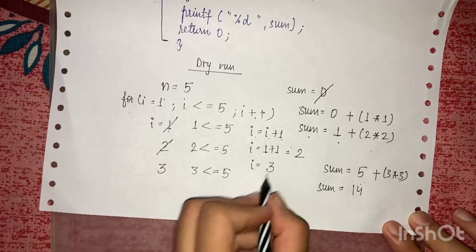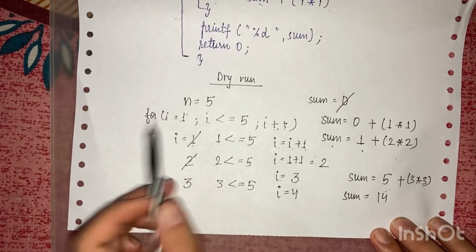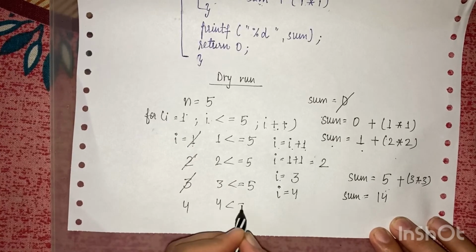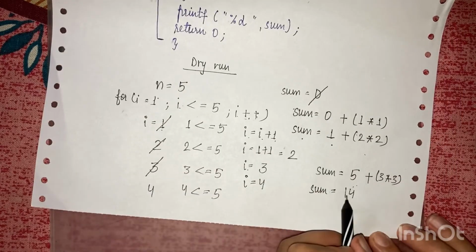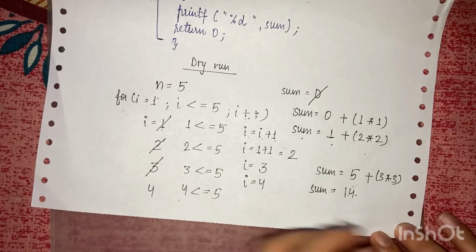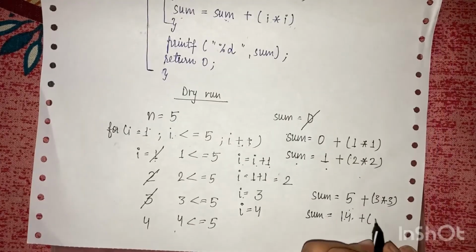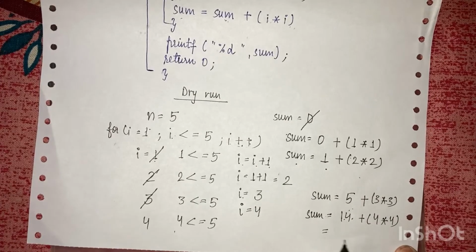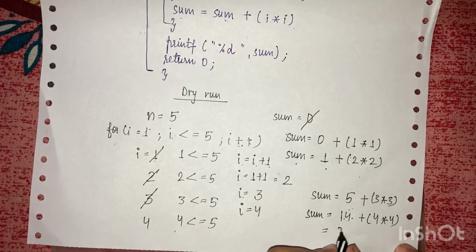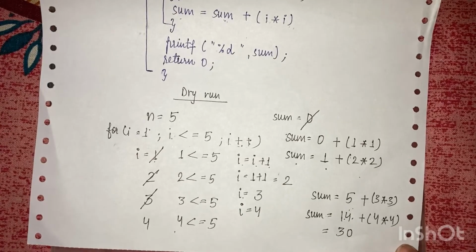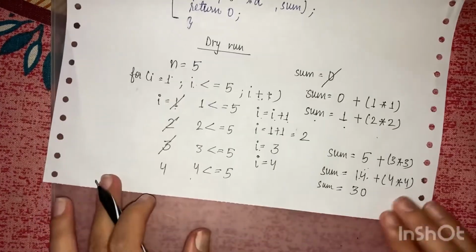Now again updation, I will be 4. Again we will check the value of I, which is 4. 4 less than equals to 5, condition is true. So now again sum is equals to 14 plus I into I, that is 4 into 4. 4 4s are 16. 16 plus 14 is 30. Yes, 30. So the value of sum is now 30.